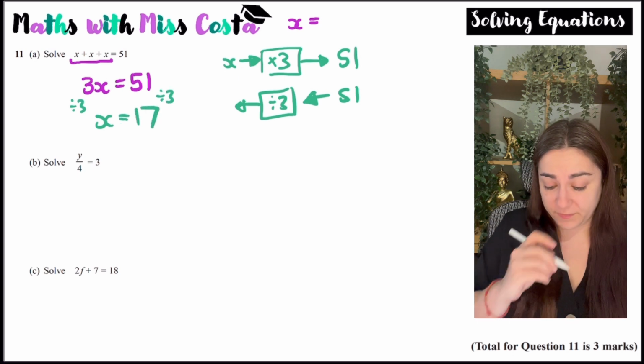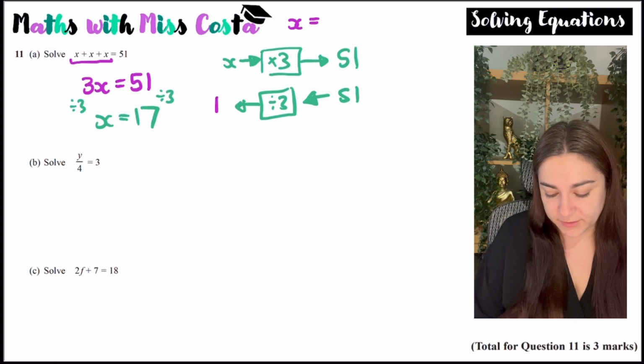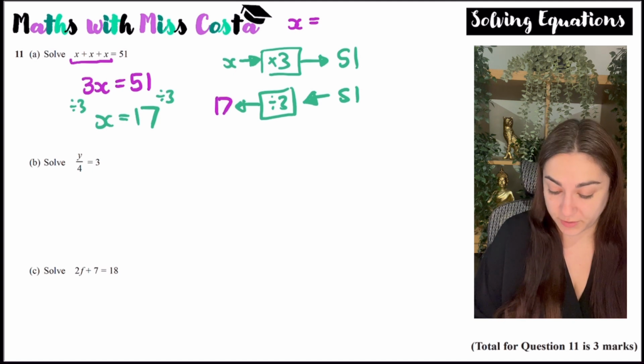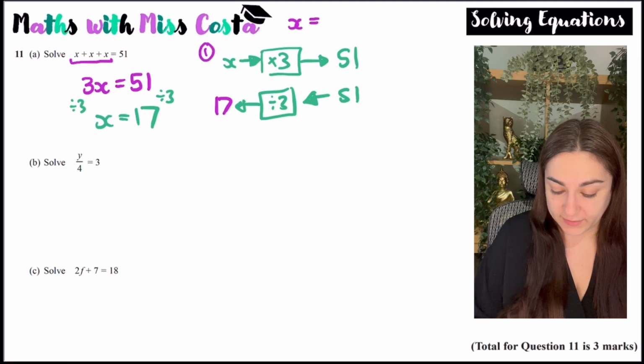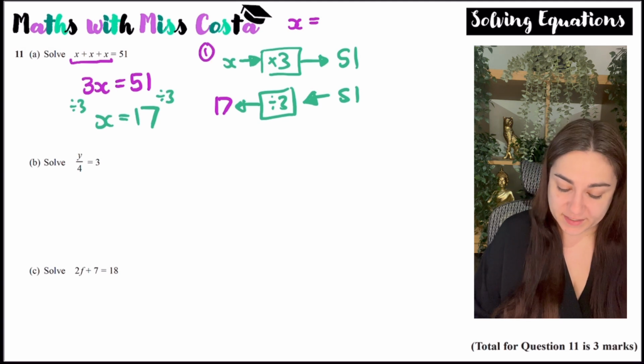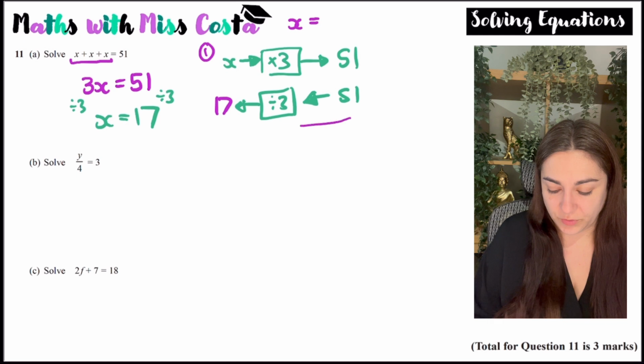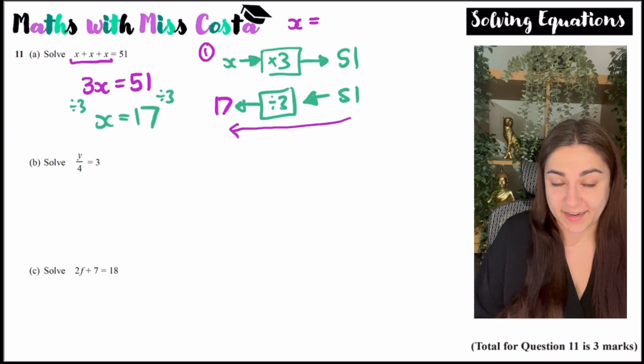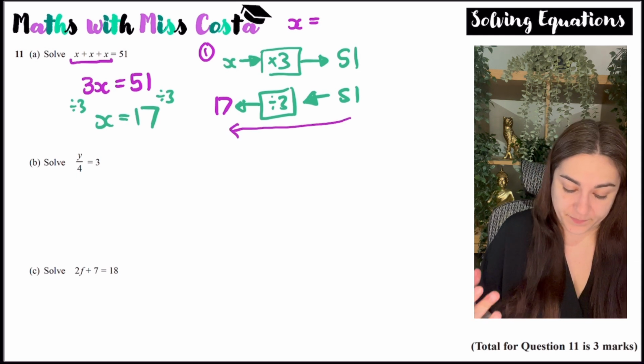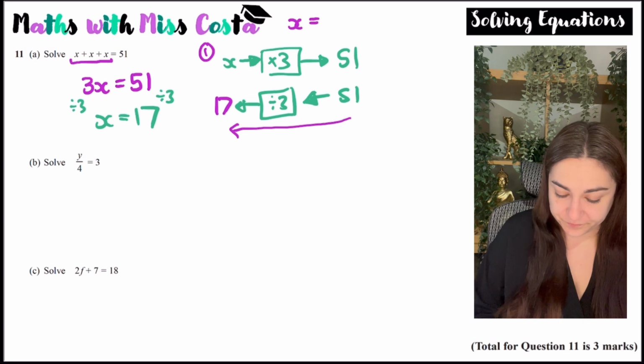So if you can see, what the function machine is doing is it's showing you what's happening with the algebra. The first part shows you what's happening, x is being times by 3, and then to figure out what x is, you do the reverse operation. And that's exactly what you do with the balancing method as well.